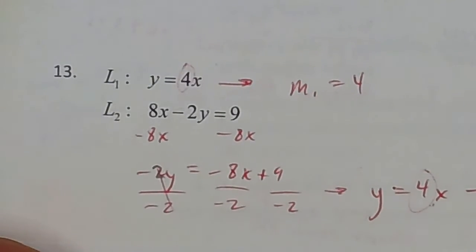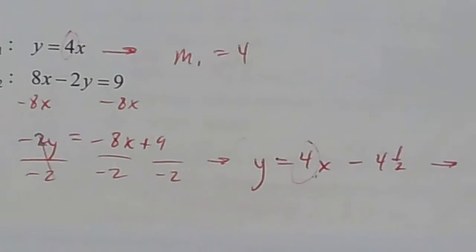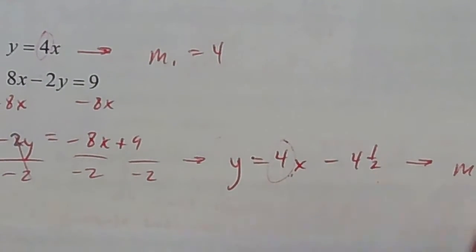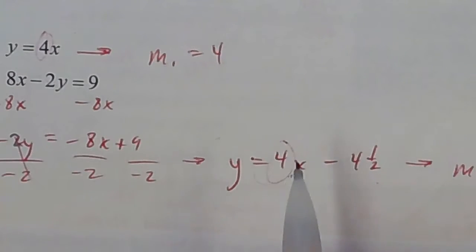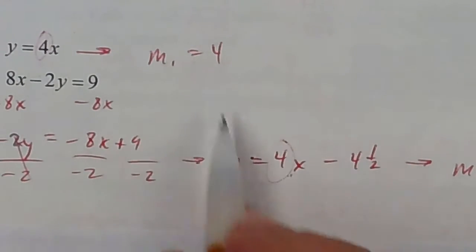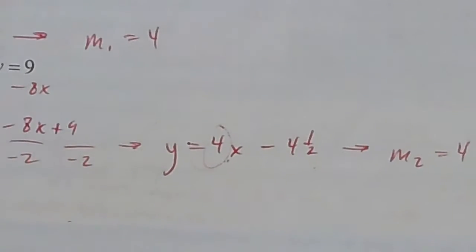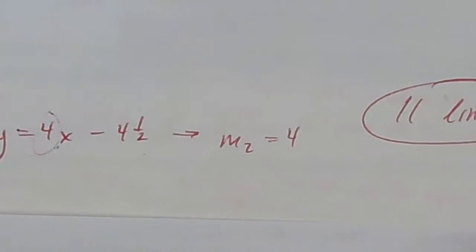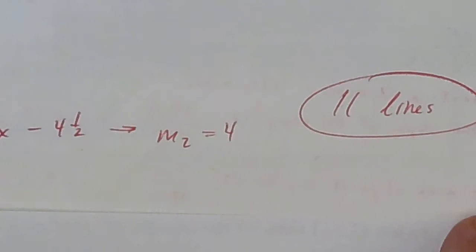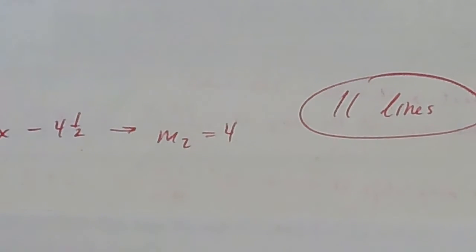Divide both sides by -2. We get this. And there's the slope we're looking for. So this has a slope of 4, and so does line 1 has a slope of 4. Since they're the same, our conclusion needs to be that these are parallel lines. Right.